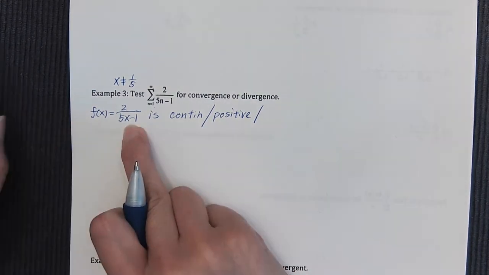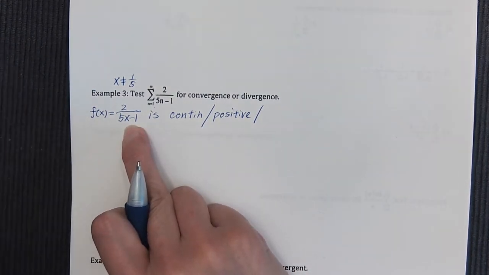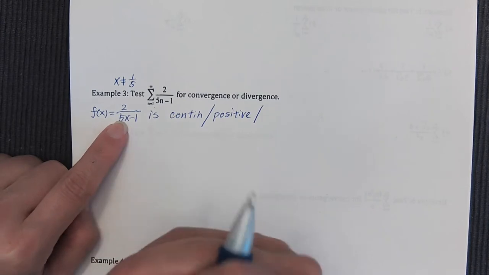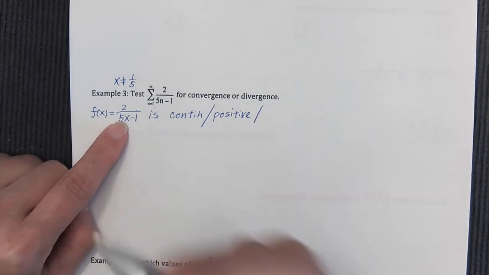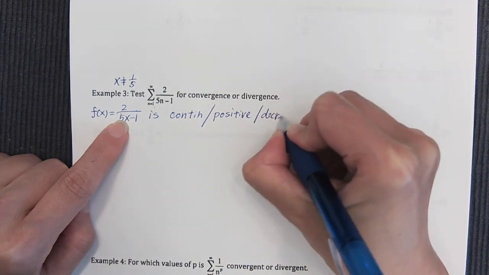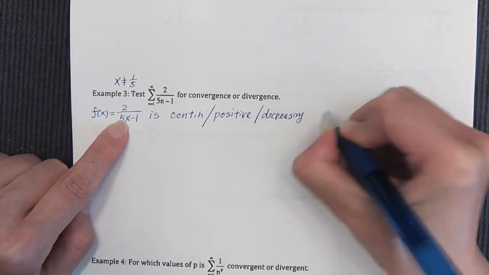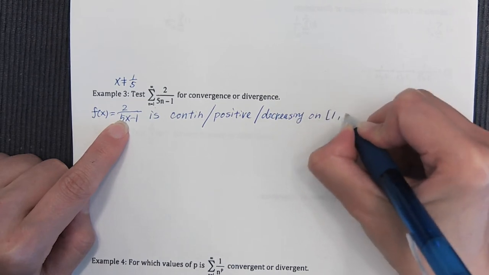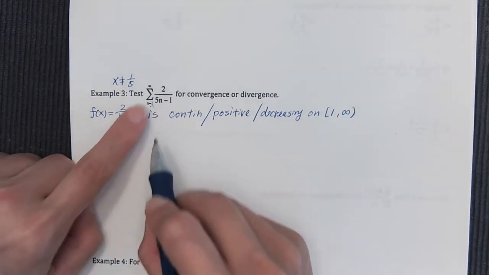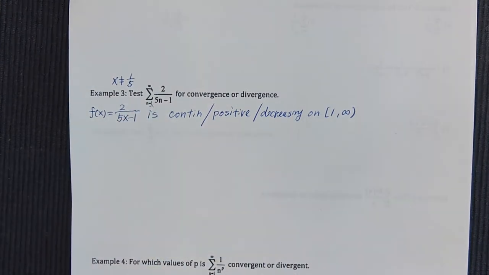Can I say decreasing? If I plug in 1, 2, 3, 4, 5, the number is getting smaller and smaller and smaller. Is that true? What happens to the denominator? The denominator is getting bigger and bigger and bigger. Yeah, that's decreasing, right? From 1 to infinity.